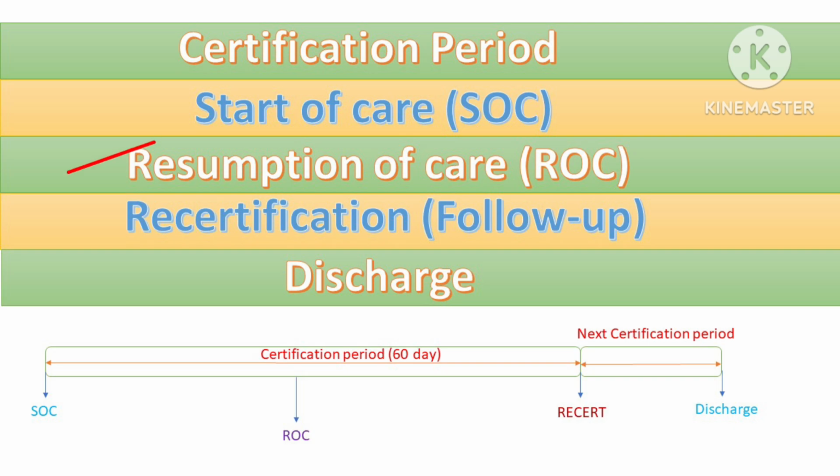Next is ROC, or resumption of care. Assessment performed when a patient returns to home health after an inpatient facility stay during an active certification period is nothing but the resumption of care. In simple words, in the 60-day certification period which starts at SOC, if due to some reason the patient is admitted again to the hospital and after staying a few days there the patient resumes the home health service, at that time we need to complete an OASIS assessment, and this is called resumption of care. ROC must be completed within 2 days or 48 hours of discharge from the inpatient stay. It is used to update OASIS and care plans if the patient's condition has changed.